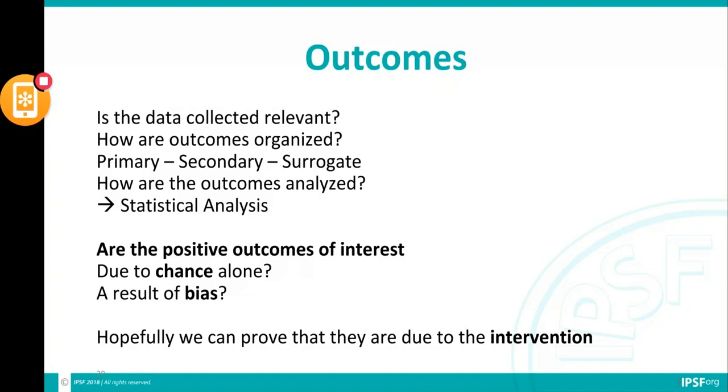So coming to statistics, are the positive outcomes of interest, the ones that have come out of this study, due to chance alone? So would this have happened without any sort of intervention? Are they a result of bias? So the groups were unequal to begin with, so we see a much better outcome in one group over another. And if both of these are false, which we are hoping to prove that they're false, then we can say that they're due to the intervention themselves. So that's our ultimate goal, is to disprove chance and disprove bias.